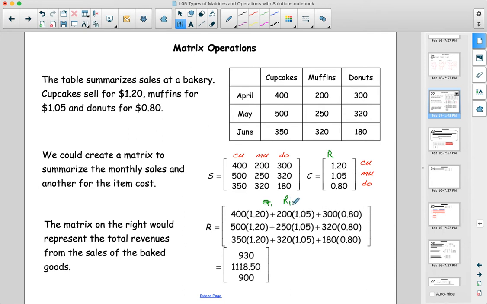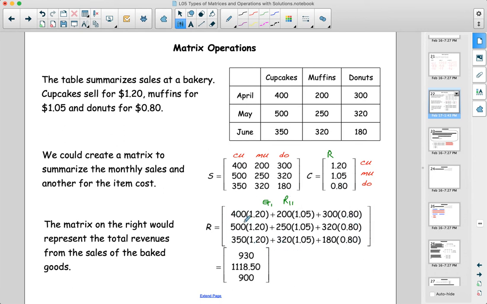R1,1. So our row 1, column 1. We took row 1 and we multiplied it by column 1. I know there's only one column here, but row 1 times column 1. So that times that, that times that, and that times that. This is going to be row 2 times column 1. So that times this, plus this times this, plus this times this. That's where that came from. And again, it would make sense to do that same process for the third row. So this is row 3, column 1: that times that, plus that times that, plus that times that.